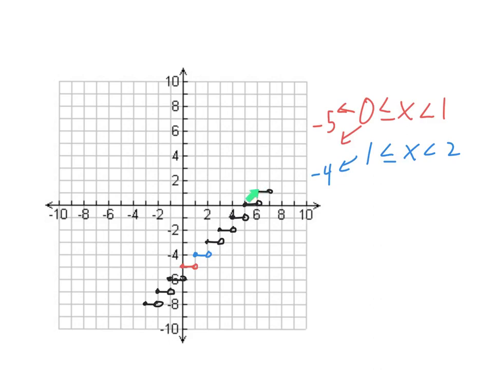Now again, the length of my step is 1 because that's what we figured out from our table. Sometimes the length can be bigger than 1. Sometimes the length can be smaller than 1. That depends on the equation that you're given.